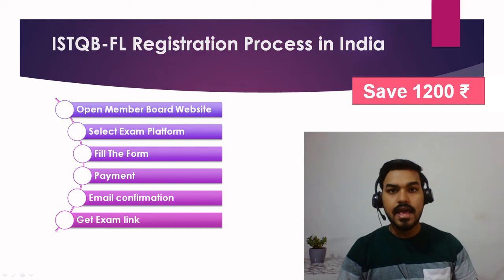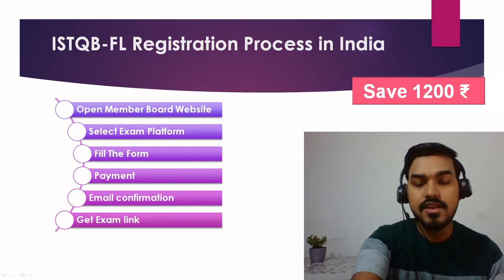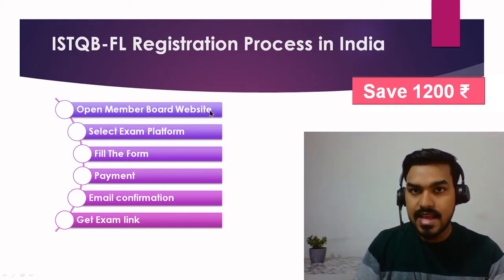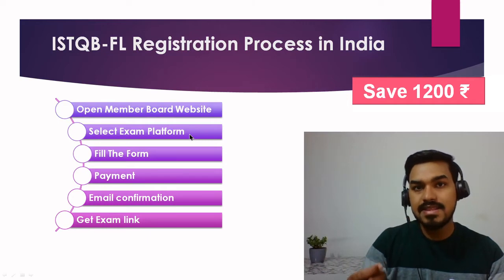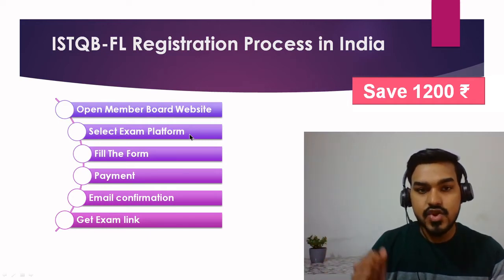Coming to the process, as you can see on the screen, we have six different steps to follow. First, we have to go to our member board website, that is istqb.in. Then second, we have to select the exam platform, which I have mentioned. We have two platforms, TD and Pearson View. We have to select among these two.